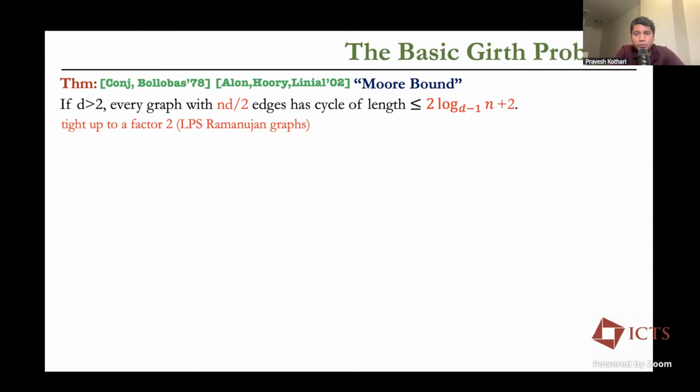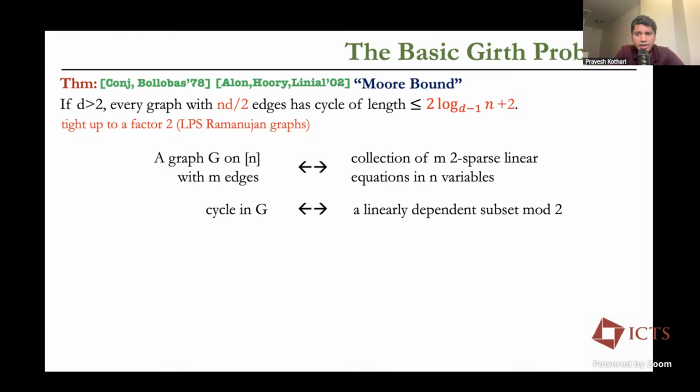So of course, my interest is in coding theory. So let me make a simple linear algebraic connection, which is at the heart of this. Okay, let me translate this simple statement into a linear algebraic result. So what I'm going to do is associate a graph with a collection of linear equations where the variables correspond to the vertices of the graph. Okay, so basically for each edge in the graph, I'll imagine an equation which is 2 sparse. So if the edge is ij, then think of an equation which is xi plus xj.